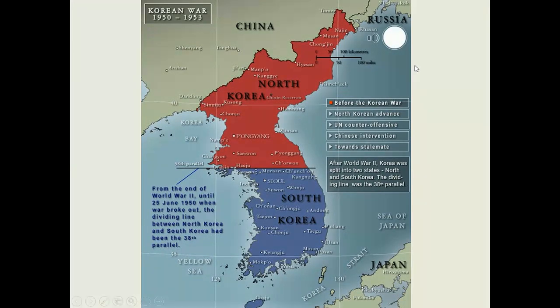Here's another map. This is before the war. And then, of course, the North Korean advance. You can see where the arrows are. And here's just another diagram.